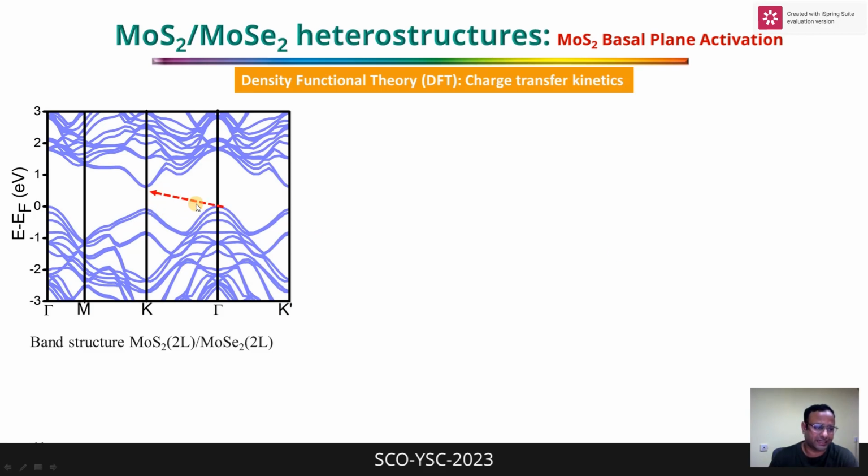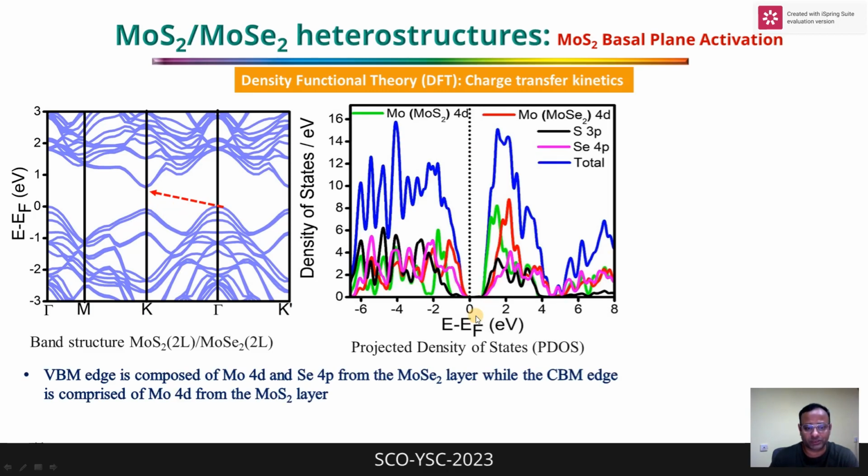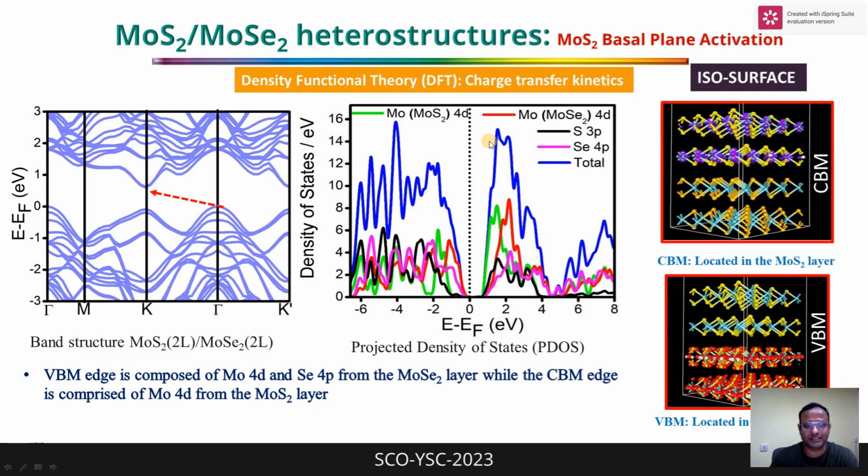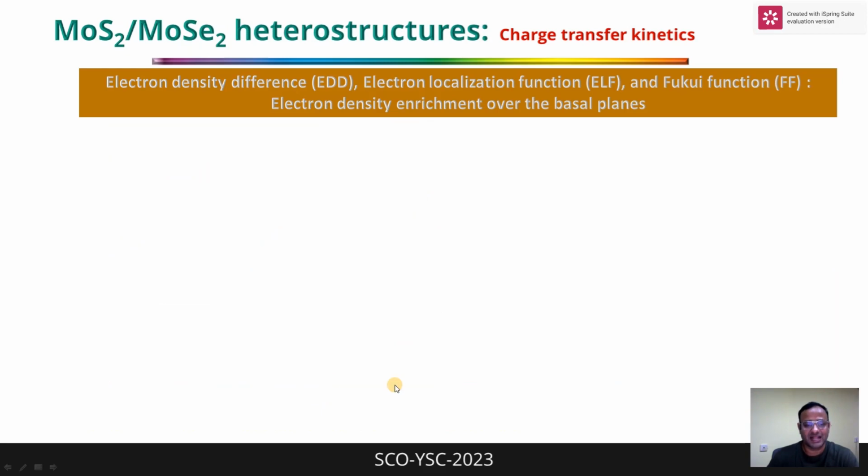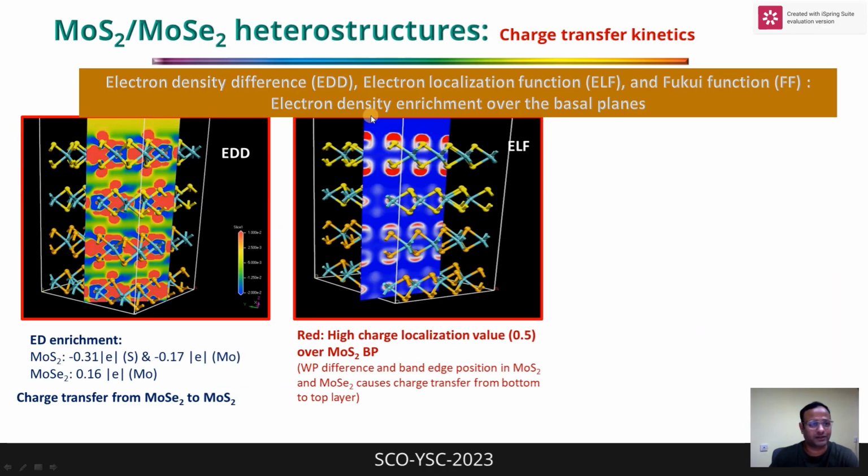So of course it's an indirect band gap transfer, and when you do the projected density of states, it says that the valence band is totally dominated by the MoSe2, and the conduction band is totally dominated by the MoS2. That's a similar way which we got it from the XPS. And once you do the electron density difference and electron localization function, it tells you that the complete basal plane is activated once you have these heterostructures.